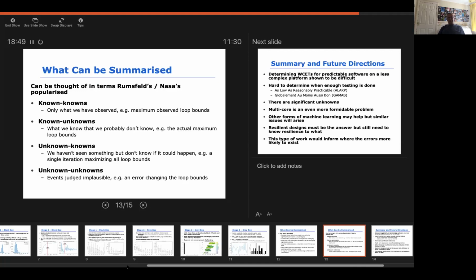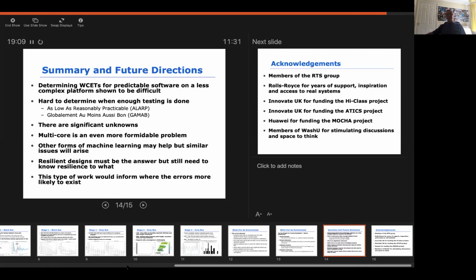Unknown knowns are things we haven't seen but don't know if they could happen, e.g. a single iteration maximizing all loop bounds. In most of the trials we never saw that happen, but we suspect it could. And unknown unknowns are events judged implausible, something like an error changing the loop bounds in the software and therefore undermining the previous evidence.